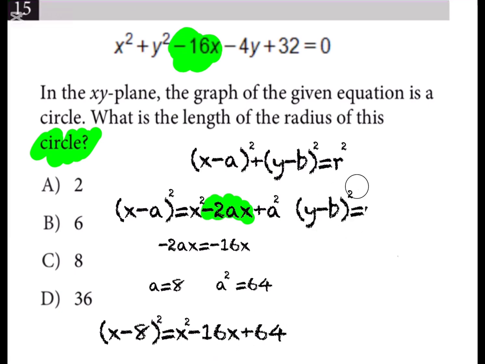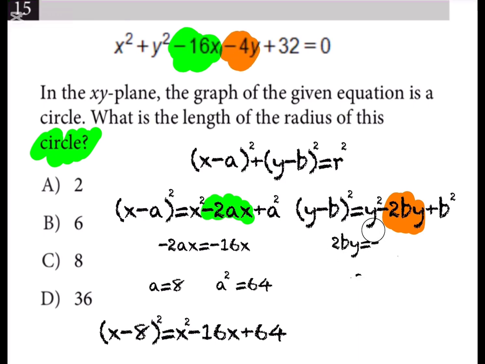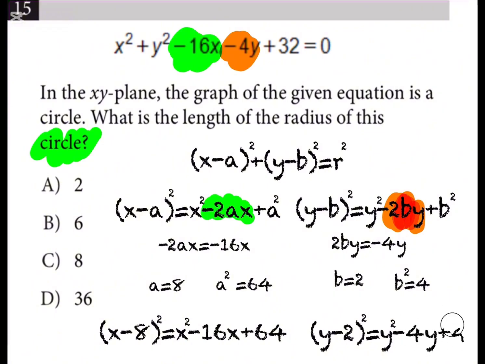Now, let's move to the y part of the circle. From (y - b) all squared, we observe that -2b y must be equal to -4y. From this, we can determine that b equals 2, and therefore b squared equals 4. From this, we define the y part of the circle's equation as (y - 2) all squared.